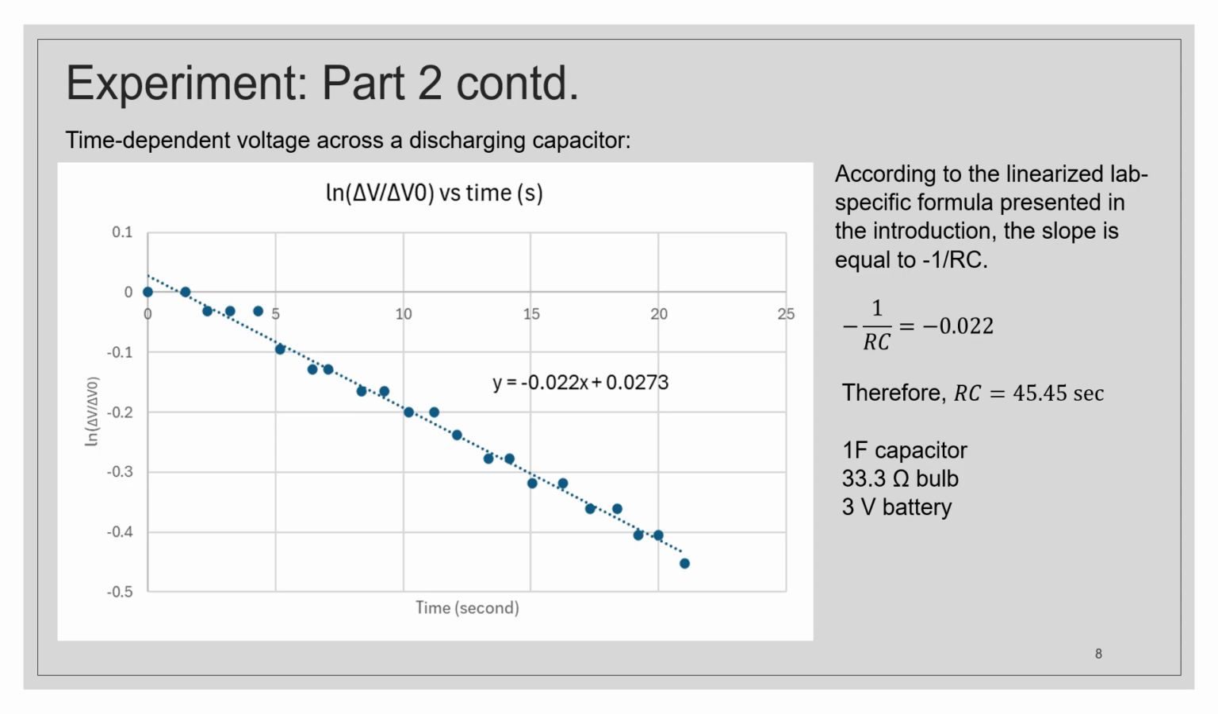For part 2 continued, determining the RC constant experimentally. This is done with a graph that plots ln of delta V divided by delta V initial versus time. According to the linearized lab-specific formula presented in the introduction, the slope is equal to -1 over RC, RC being the constant that we are trying to calculate. So the RC was 45.45 seconds.